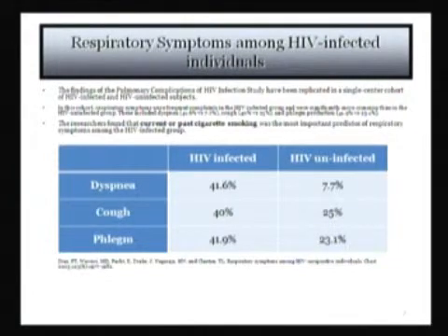Another study tried to replicate those findings, but it was a smaller scale study. The respiratory symptoms among HIV seropositive individuals study. Some of the results were published in 2003. It also looked at different symptoms and different pulmonary presentations in HIV-infected people, comparing them to HIV-uninfected individuals. And you see really dramatic differences, whether it's dyspnea, cough, or phlegm production. The difference is huge. One conclusion from that study was that current or past cigarette smoking is the most important predictor of respiratory symptoms among HIV-infected individuals.